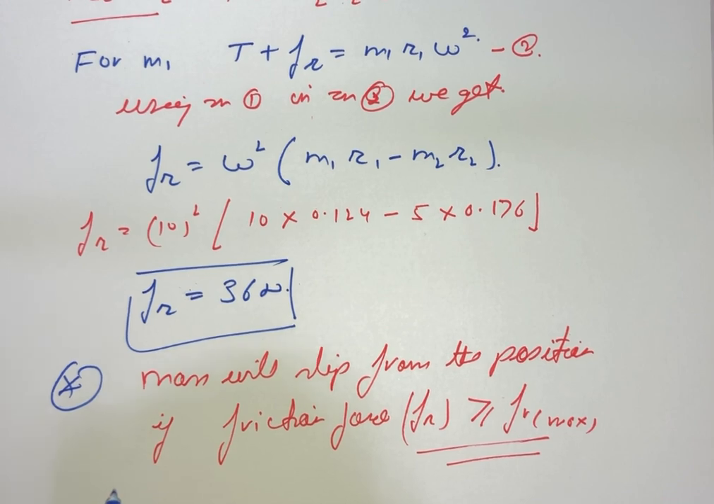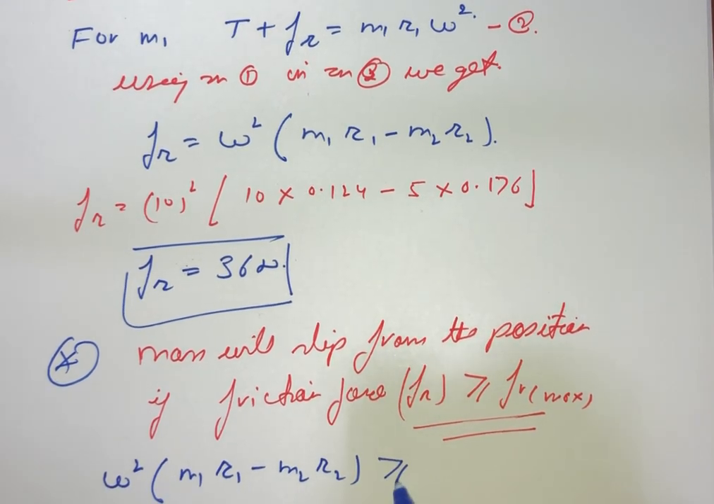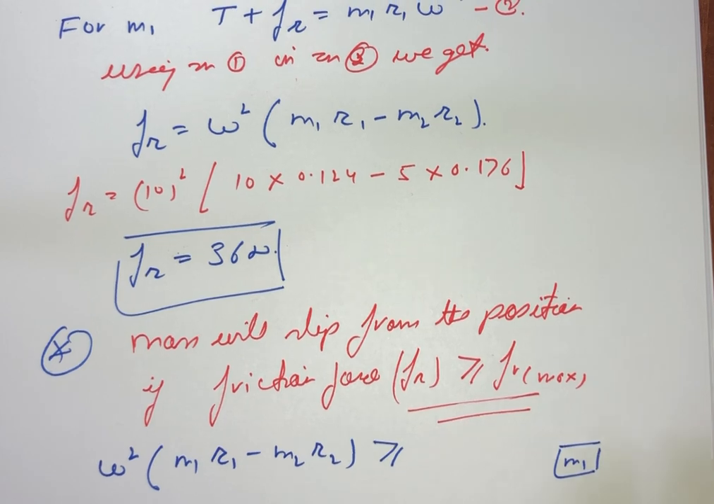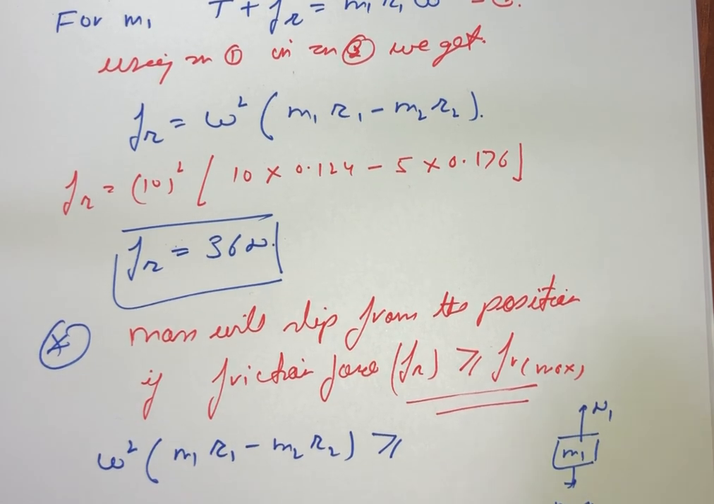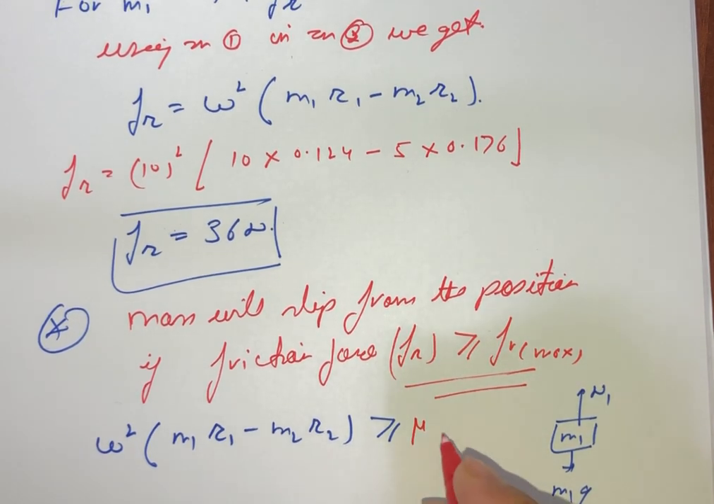So we can say our Fr is omega square M1 R1 minus M2 R2 is greater than or equal to the frictional force for M1. So this is our M1. In the downward direction we are going to have M1G. In upward there will be a normal, that is called N1. So the maximum value Fr max will be equal to mu into N1, where N1 is equal to M1G. We substitute here, this is M1G.